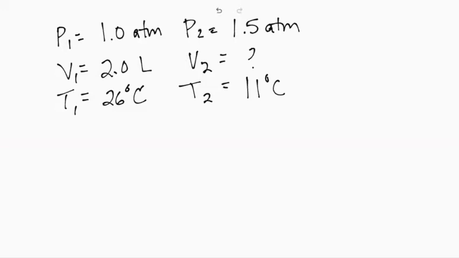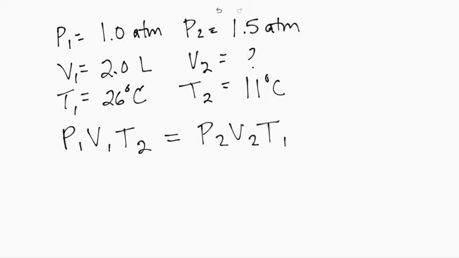So to begin with, I'm going to write the combined gas law equation, and I'm going to write it so that it's not a fraction. P2V2T1. I find this is an easy way to remember the combined gas law. So we have P, V, and T on each side of the equation, and the ones are on the left, the twos are on the right, and then temperature switches. So temperature is always 2 on the left and 1 on the right.